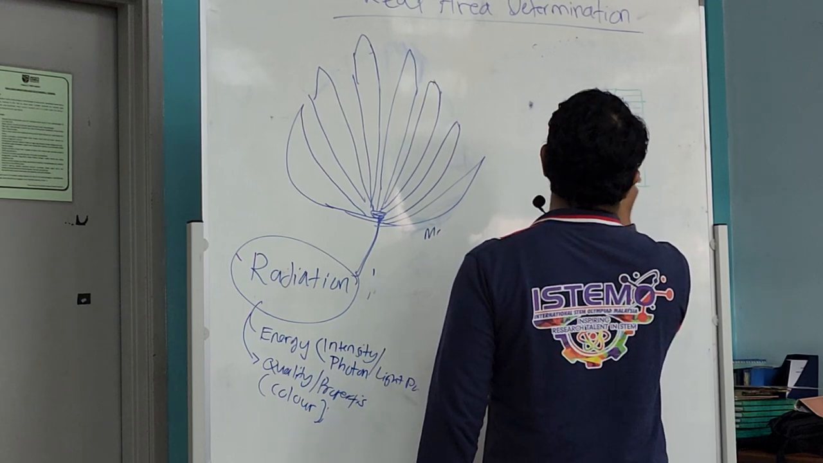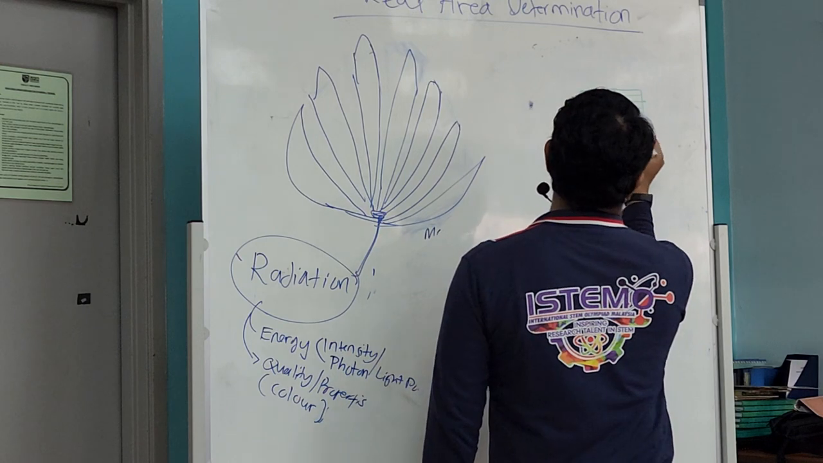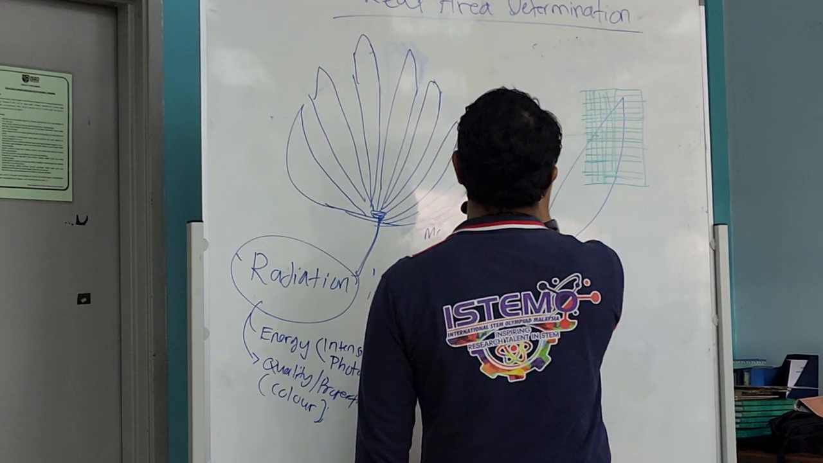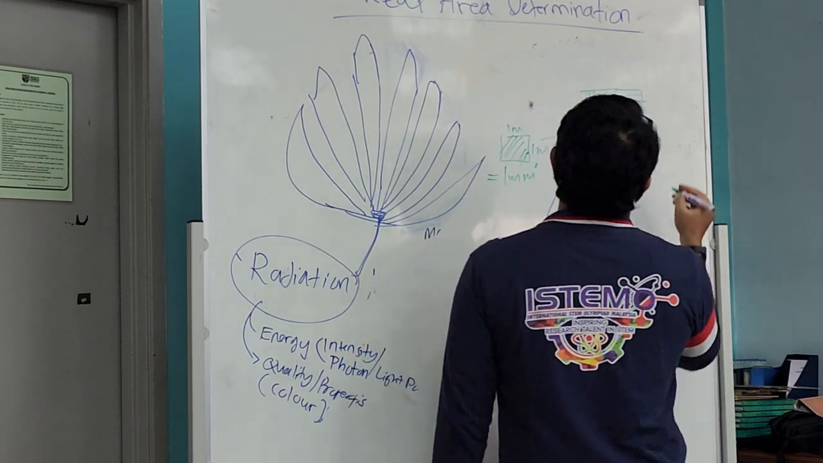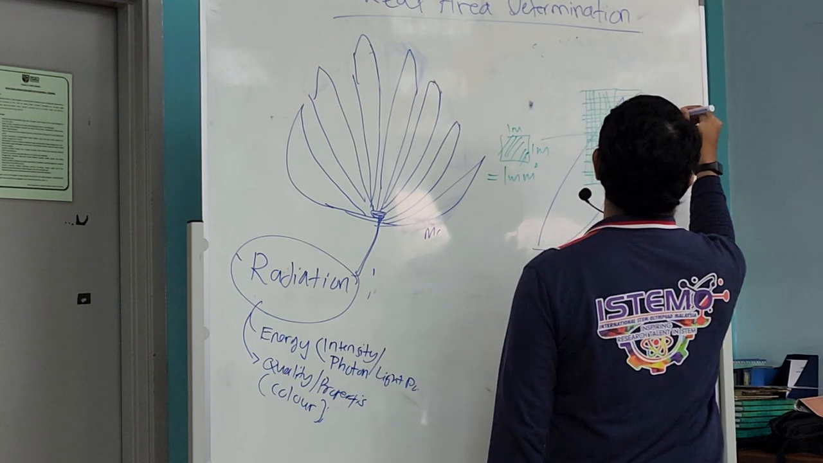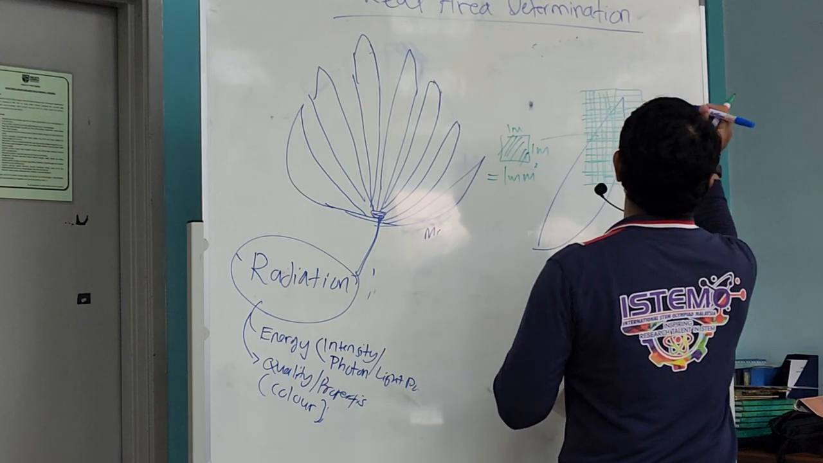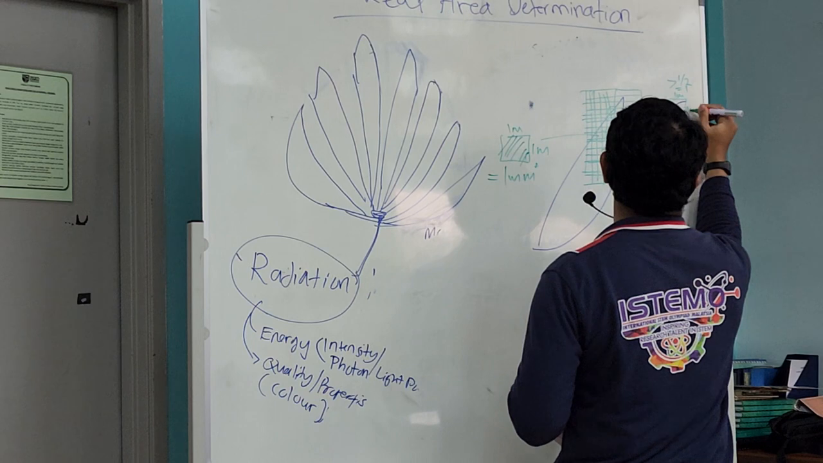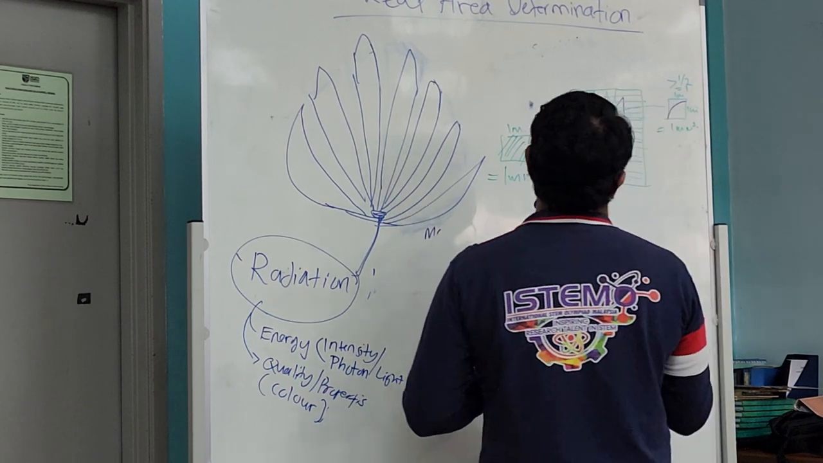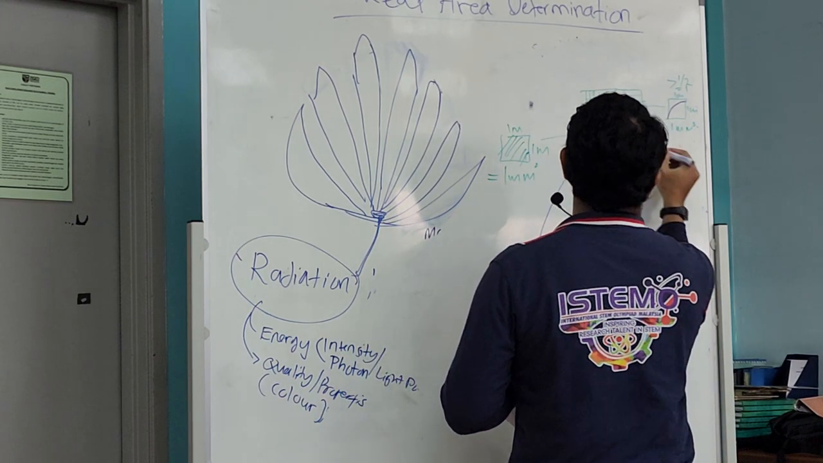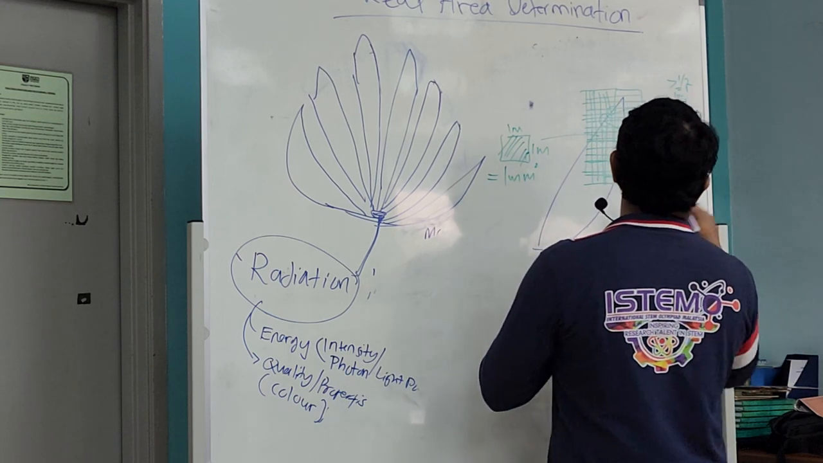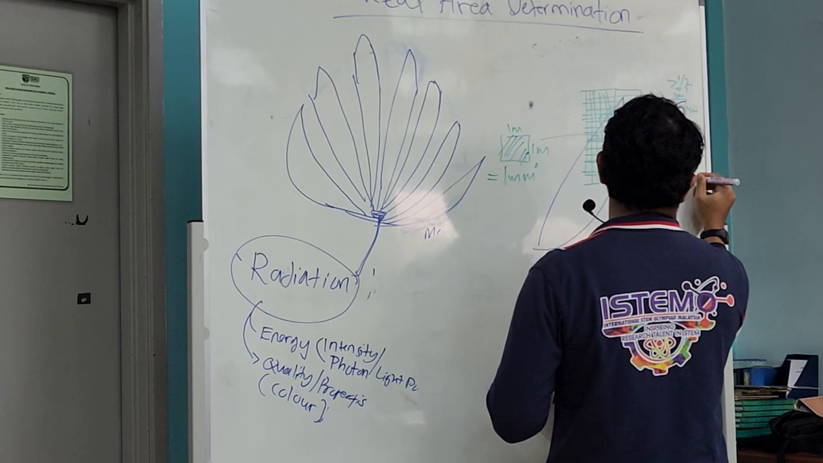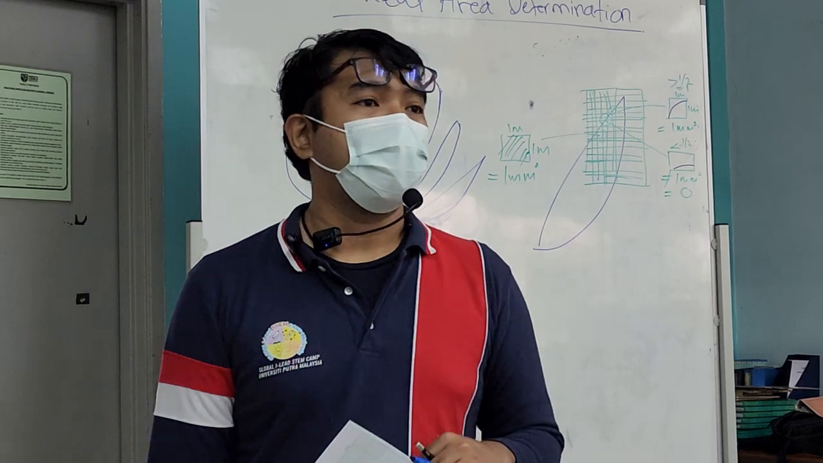So how do you quantify it? Look at this. This is filled: 1 mm by 1 mm, so this becomes 1 square millimeter. What about here? This is more than half, so you regard it as 1 mm by 1 mm, so this is as well 1 square millimeter. What about this? This is less than half, so this is not 1 square millimeter. Regard it as 0. Okay, as simple as that.